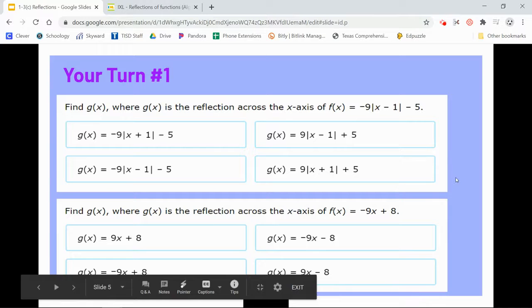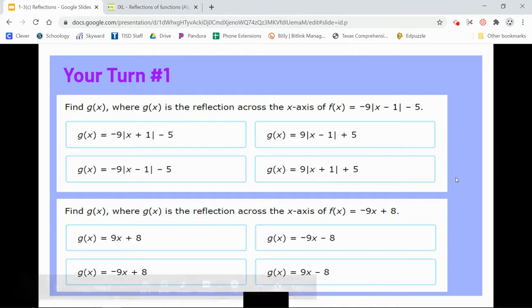Okay, so here's your turn. We're going to reflect across the x-axis for this function. Which of these four g of x's reflects -9 absolute value of x minus 1, minus 5 across the x-axis? If you chose that the 9 becomes positive and the -5 becomes positive, you'd be correct.